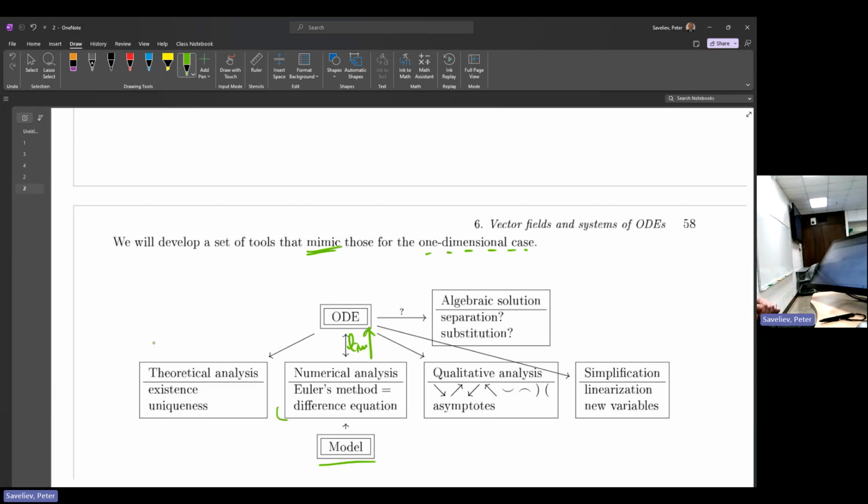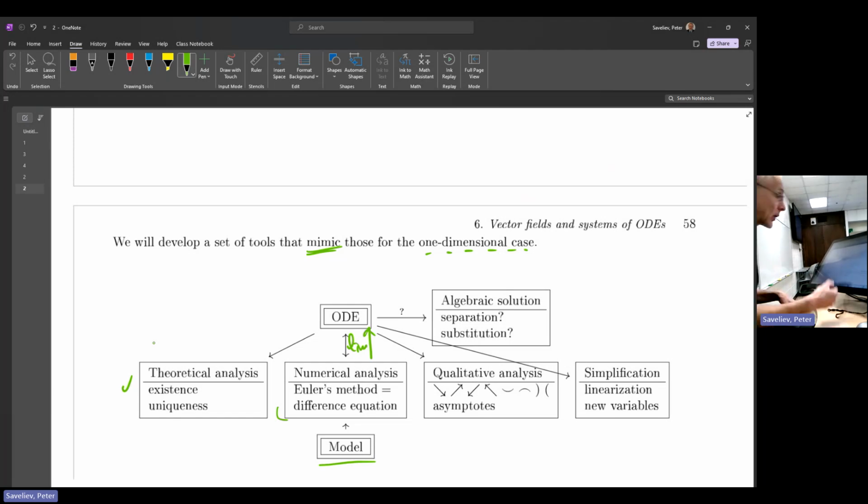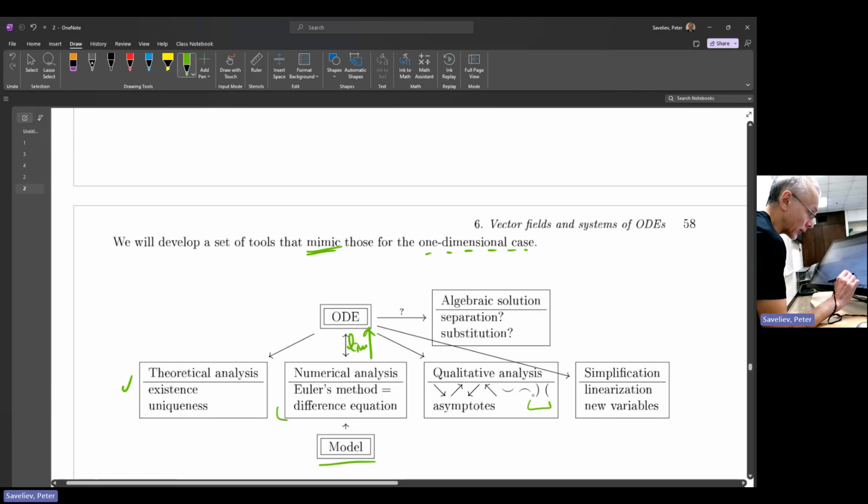Once again, we are in the same place in high dimensions, even though it is way harder. Then you do a theoretical analysis, even though it's way harder, but it still works out exactly the same way. So that's not a problem. We'll still have existence and uniqueness. Then we have qualitative analysis, and what we did not use to have is this part. This is new.